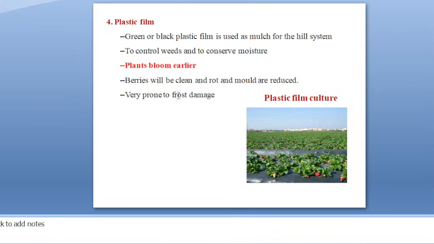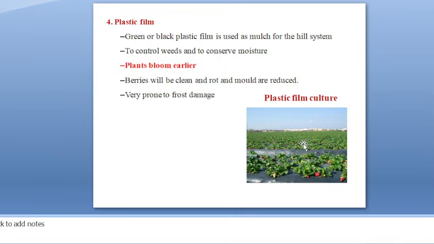Next is plastic film planting, or mulching using plastic film. In large strawberry production areas, we see this method mainly, plastic film culture. The main advantage here is we can get the early yield, we can conserve the moisture, and avoid weed growth.